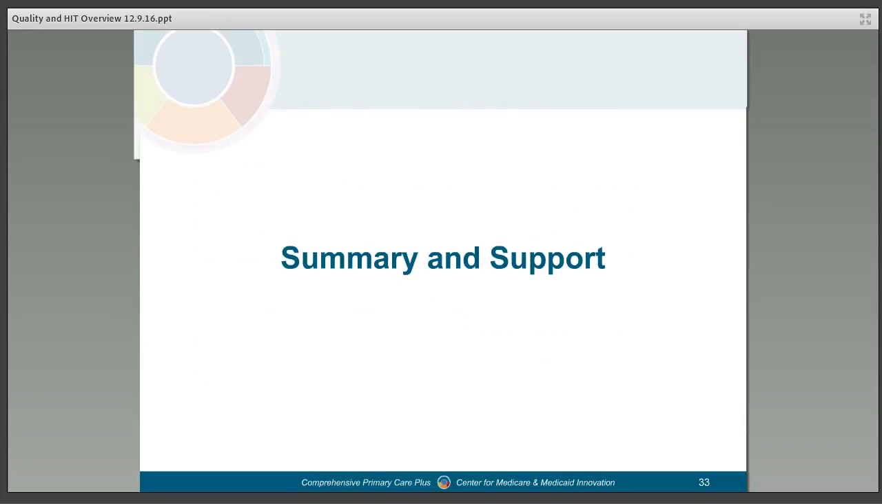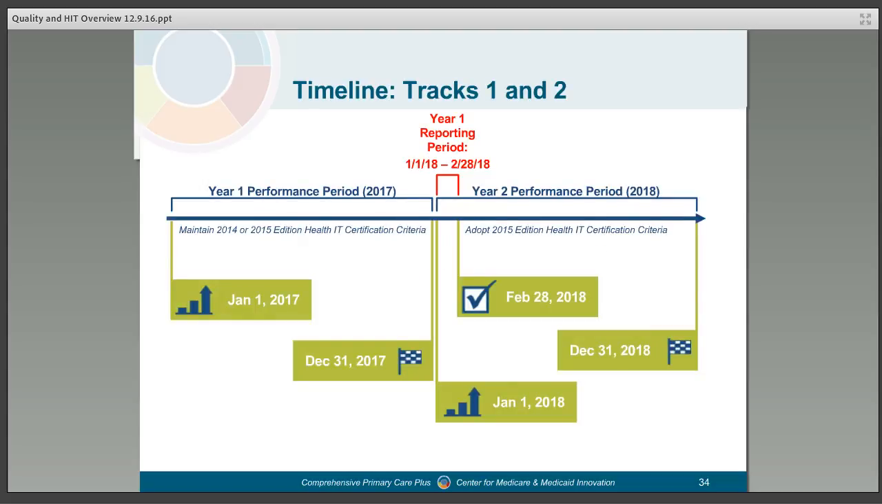All right, and for the final section on summary and support, here's a quick view of the timeline for both Tracks 1 and 2. First of all, we have the Year 1 performance period, which is the 2017 calendar year. Then there is the Year 1 reporting period, which is from January 1st, 2018 to February 28th, 2018. That's the period of time in which you can report on the Year 1 performance period of 2017. On January 1st, 2018, the Year 2 performance period begins.